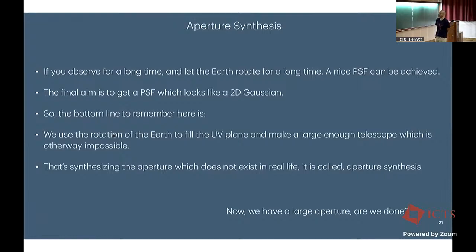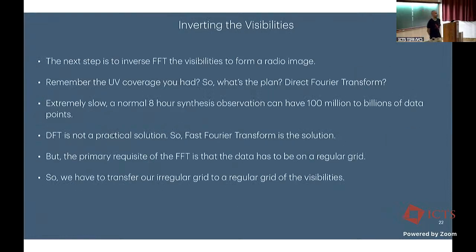So are we done here? Not quite, because we need to invert our visibilities, right? We need to go for an inverse FFT. Like I said earlier, we need to deconvolve our point spread function also from the actual intensity distribution. How do you want to do this?